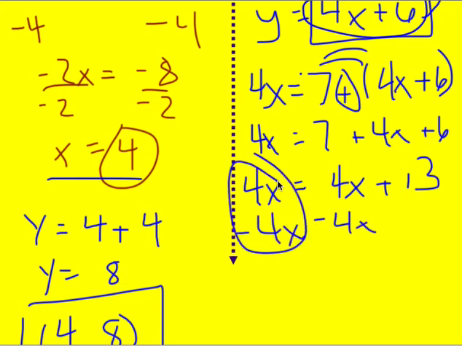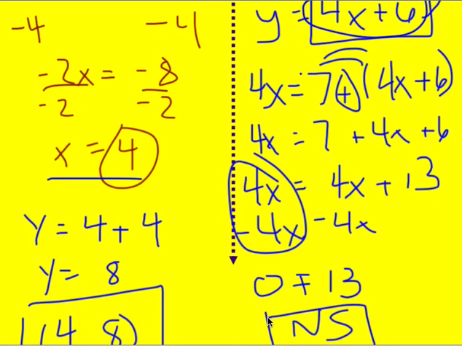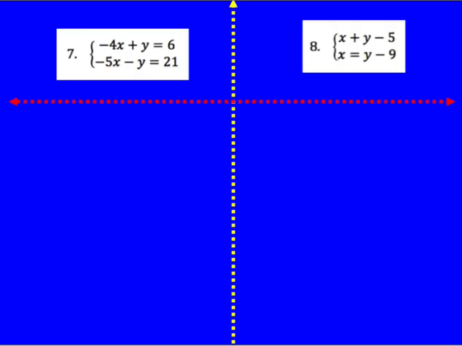Well, when I do that, those guys cancel out. And I end up getting 0 on this side is equal to 13. Well, is 0 ever going to equal 13? No. So that means that there is no solution, or NS, for number 6. Let's take a look at number 7.